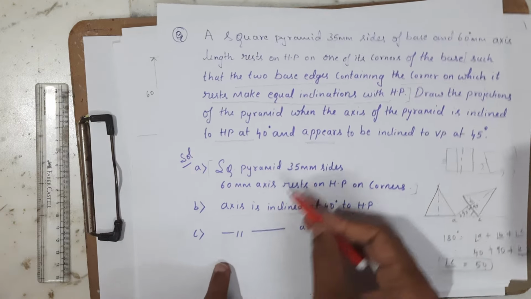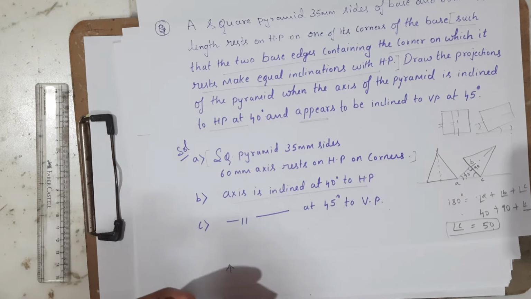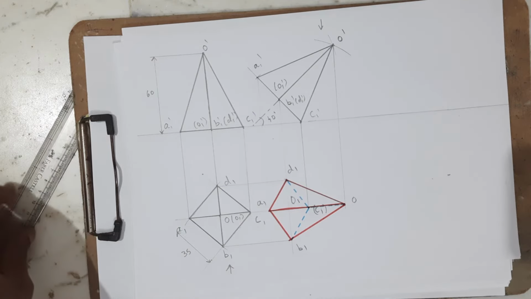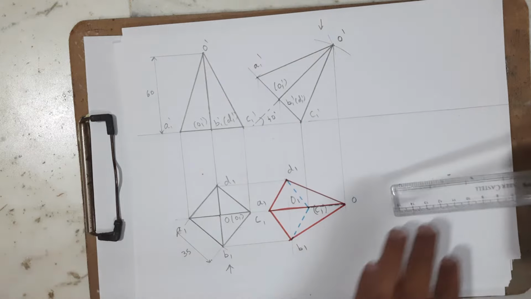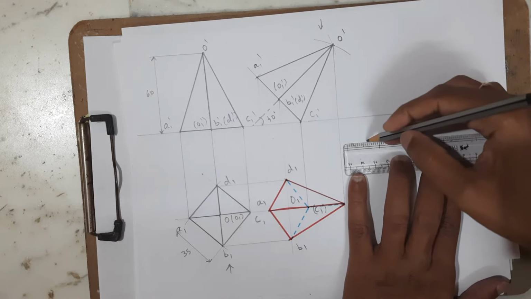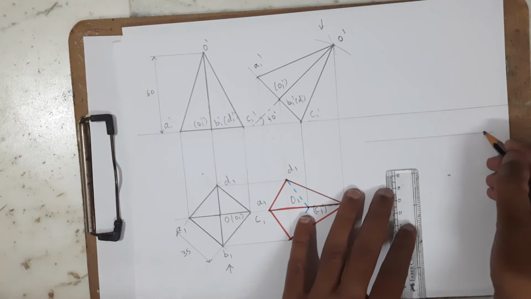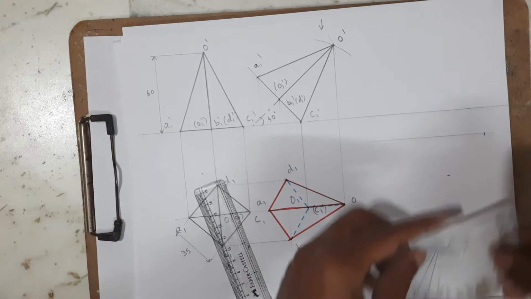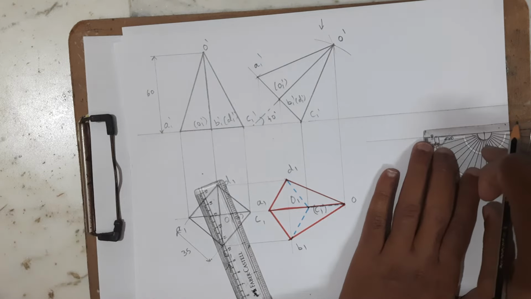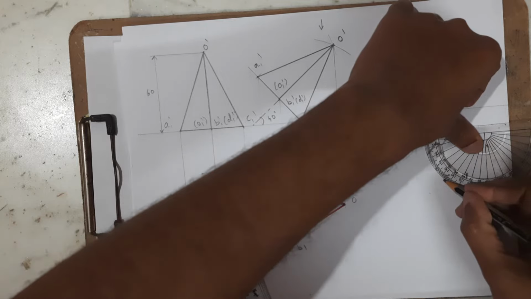Okay, step number 3, inclination with respect to VP. Here they are telling axis appears to be inclined at an angle of 45 degree to VP. So this is a normal method. So axis has to be inclined at an angle of 45 degree. So for my convenience, I am going to draw another line which is parallel to this XY line like this. Then I am going to take one of the reference point. From this reference point, I am going to draw a line which is inclined at an angle of how much? 45 degree. I am going to mark 45 degree.